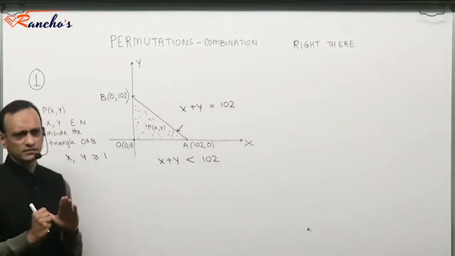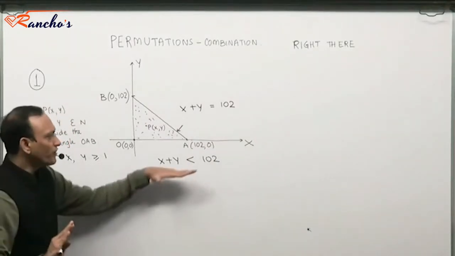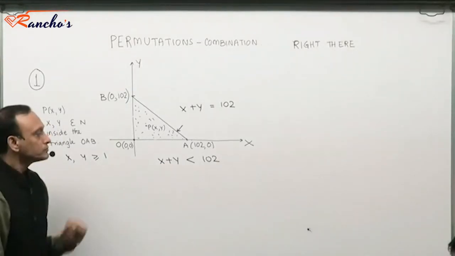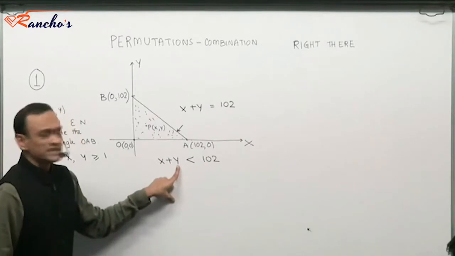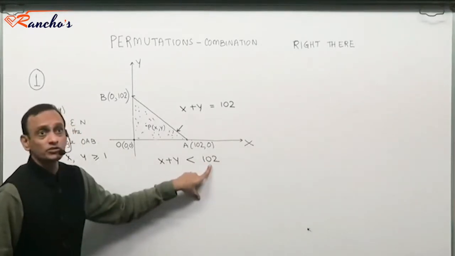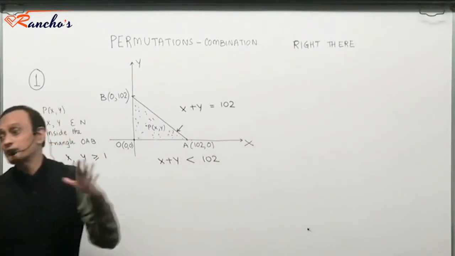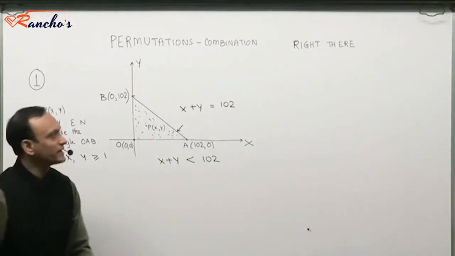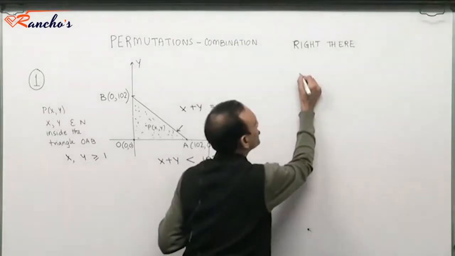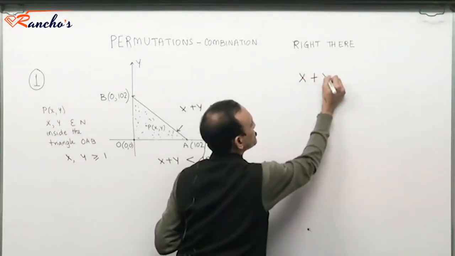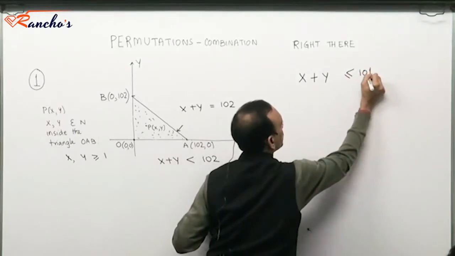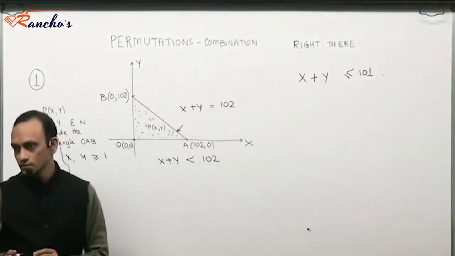Now, first things first. Do you realize this? I want to find the number of natural number solutions to this equation. x and y are natural numbers less than 102. That means the highest value x plus y can take is 101. The highest value x plus y can take is 101. That means, can I not say that x plus y is less than or equal to 101? Can I say this? Right?